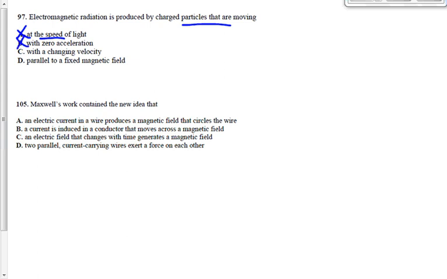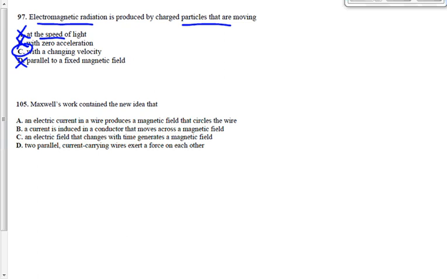With a changing velocity, that's an accelerating charge, right? That produces a changing electric field and a changing magnetic field. That's EMR. So this one seems to work. Parallel, you can almost throw that one out because you see the word parallel, right? Parallel to a fixed magnetic field? No. C is the answer.